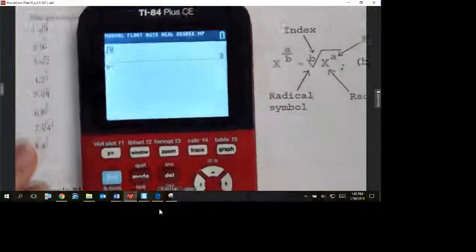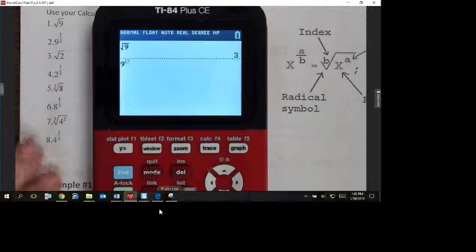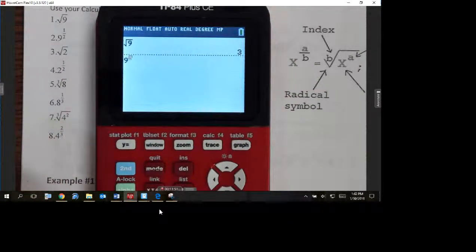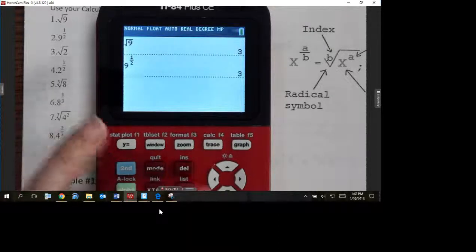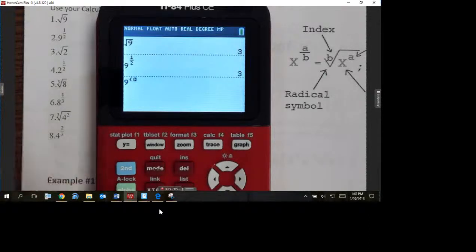Depending on your calculator, it might look slightly different. If you have the newer calculators, which a lot of you do, you could do alpha y equals and make it a fraction up there. If you don't have the new calculators, you could just do parenthesis 1 divided by 2, because fraction bars are division. Either way, you should still get the same answer.